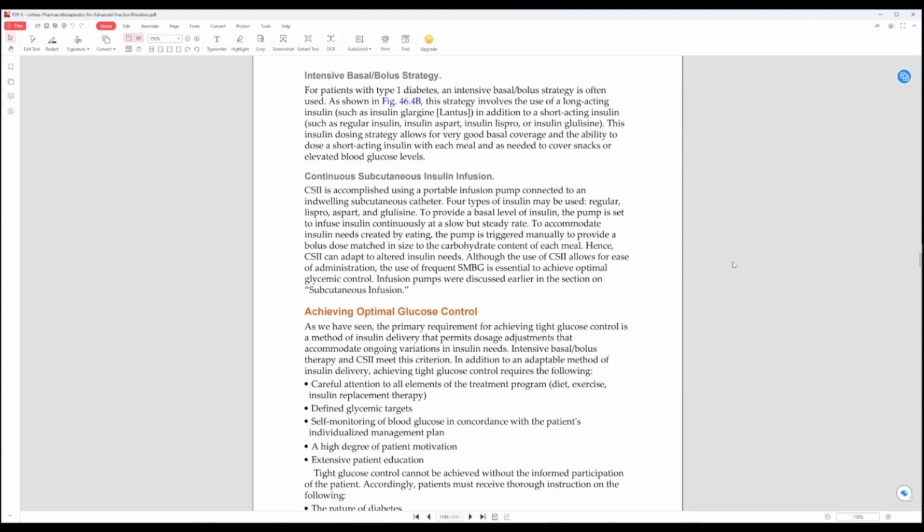Intensive basal bolus strategy. For patients with type 1 diabetes, an intensive basal bolus strategy is often used. As shown in figure 46.4b, the strategy involves the use of long-acting insulin, such as Lantus, in addition to a short-acting insulin, such as regular insulin. This insulin dosing strategy allows for very good basal coverage and the ability to dose a short-acting insulin with each meal, and is needed to cover snacks or elevated blood glucose levels.